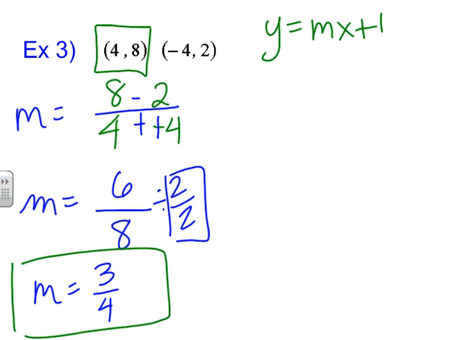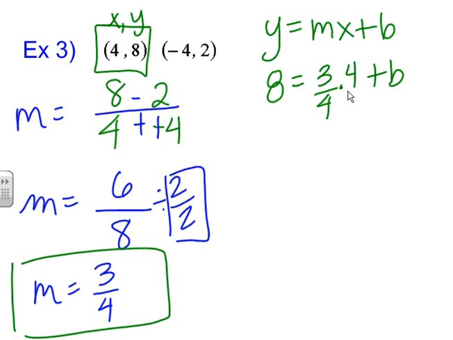Again, we're going back to what we just did a moment ago. We're going to replace what we know. This is the x, this is the y, and the slope is down here. So we're going to replace in this equation. So y will be 8, the slope will be 3/4, the x will be 4, and we're trying to find the y-intercept.